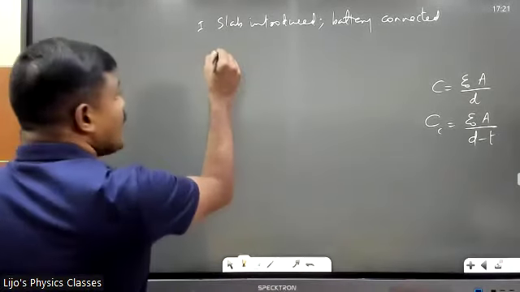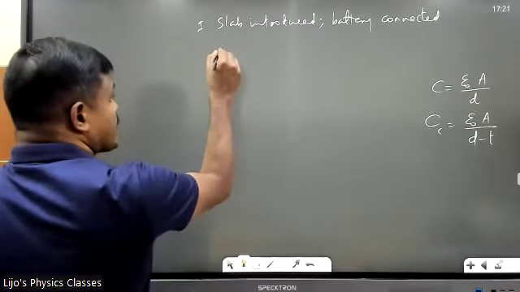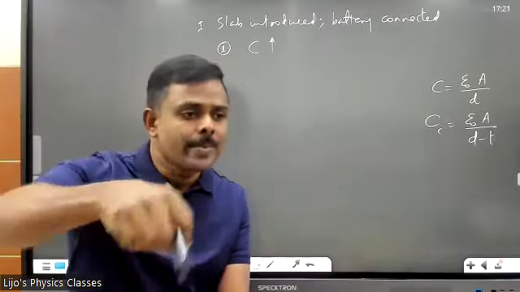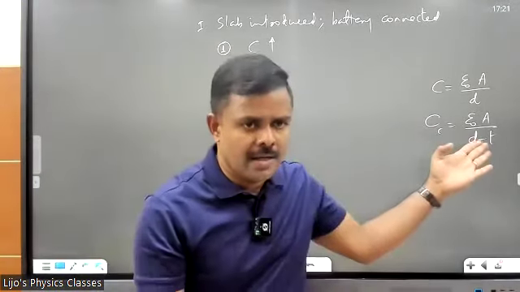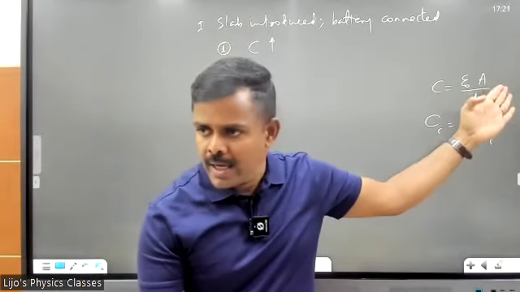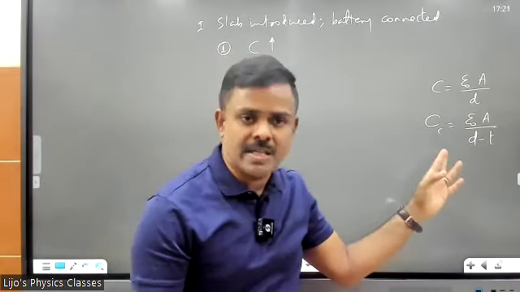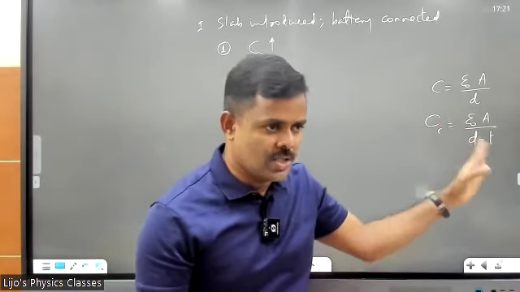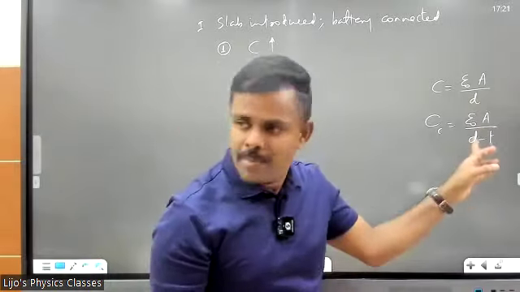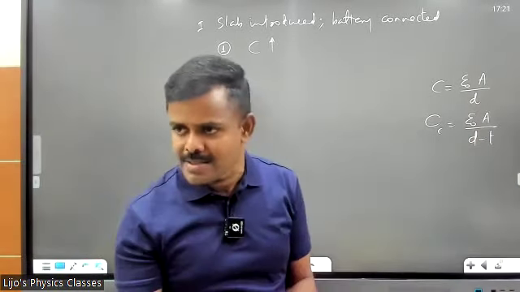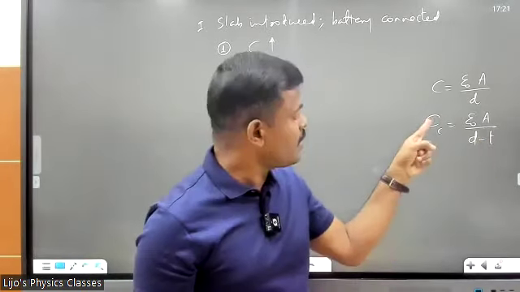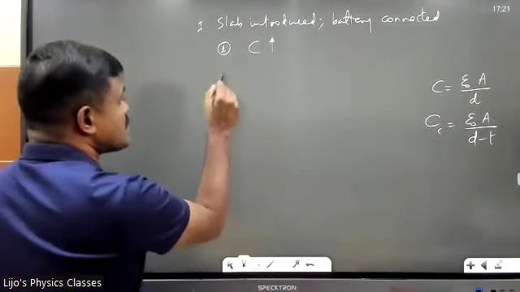So just know one thing. Upon the introduction of a slab, be it conducting or dielectric, capacitance will increase. If you introduce a slab, capacitance will increase. That is purely mathematical. Capacitance is epsilon 0 A by D. When you put the slab in, it is epsilon 0 A by D minus T. The denominator used to be D, now it is D minus something. Minus means less, so the denominator is less and this value will be more. Capacitance increases.